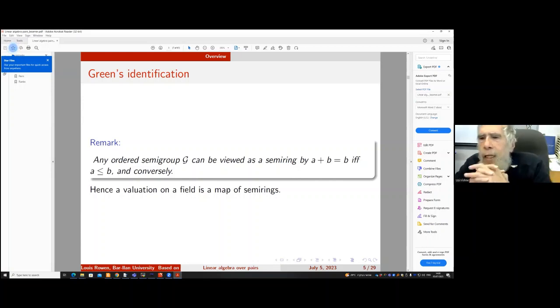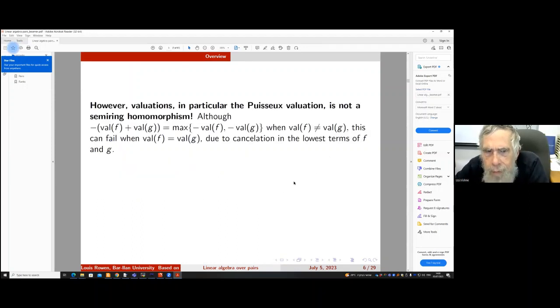Now, the advantage of the Puiseux series is that the Puiseux series algebra over an algebraically closed field is also algebraically closed, and so is elementarily equivalent to C. So by using this valuation, one could bypass the problems of logarithms and go directly to C. And the only problem is that the valuation is not a homomorphism.